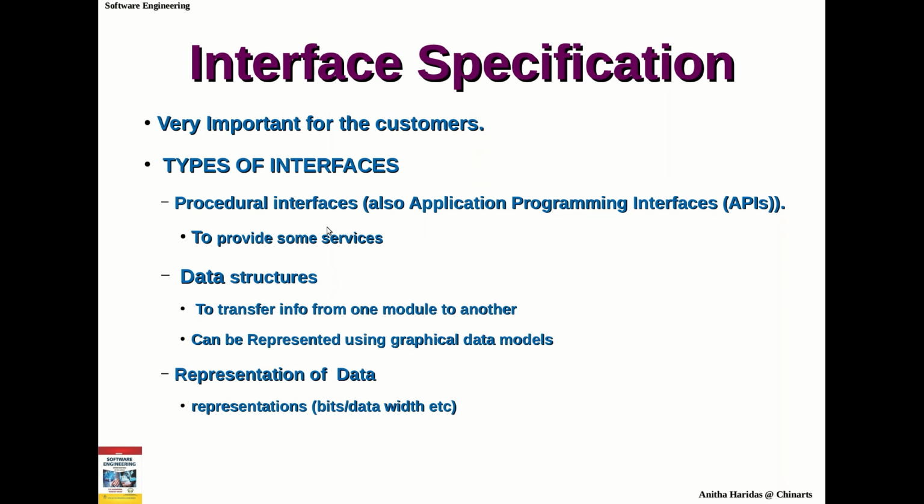If you want your software to be a web application, you need a web service to be installed in your machine. Then you call it an application programming interface. Say Apache is one of the APIs which is to be installed for converting your machine into a web server. So these are procedural interfaces.